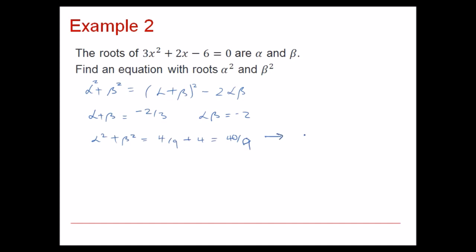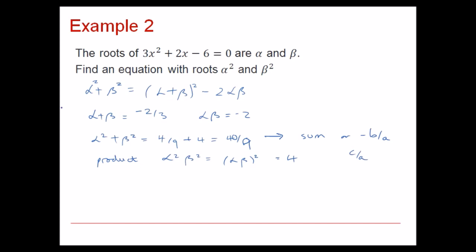Which gives us our new sum, or the minus b over a, for our new, or one of the new equations we could find. The product, alpha squared beta squared, will equal alpha beta squared, which will equal 4. So our new c over a will equal 4.